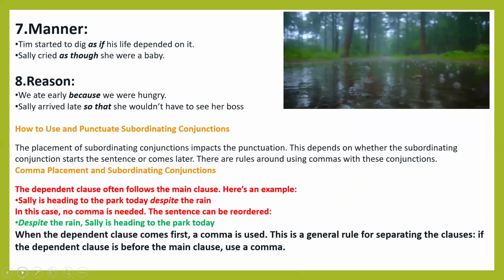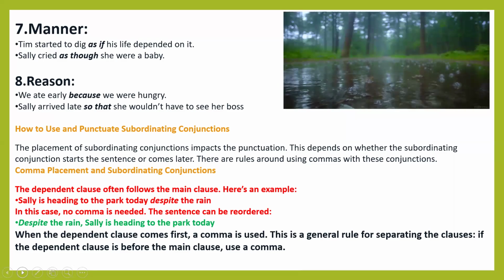It shows manner also. Example: Tim started to dig as if his life depended on it. Sally cried as though she were a baby. It shows manner. A subordinative conjunction shows reason also between two clauses. We ate early because we were hungry. Sally arrived late so that she would not have to see her boss. So these are subordinative conjunctions related to different meanings and different types.